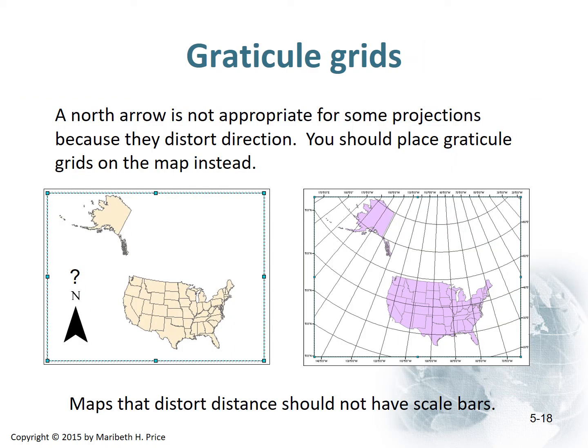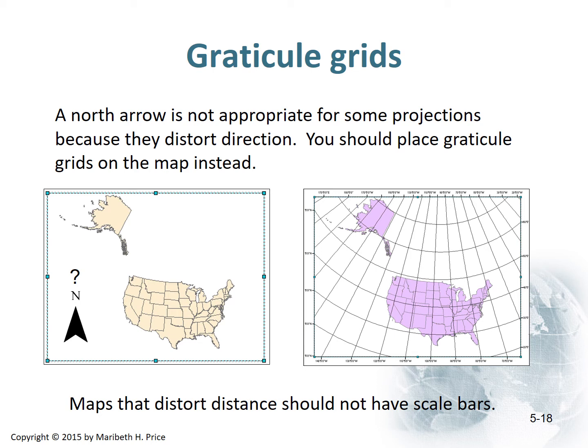Let's talk a little bit about graticule grids. The north arrow is not appropriate for some projections. Here's what we're talking about. In a conic projection, everything's curved. And so on the image on the right, you can see how the lines of longitude and latitude don't form clever little squares, and how the spaces between the north-south lines change as you move from north to south.